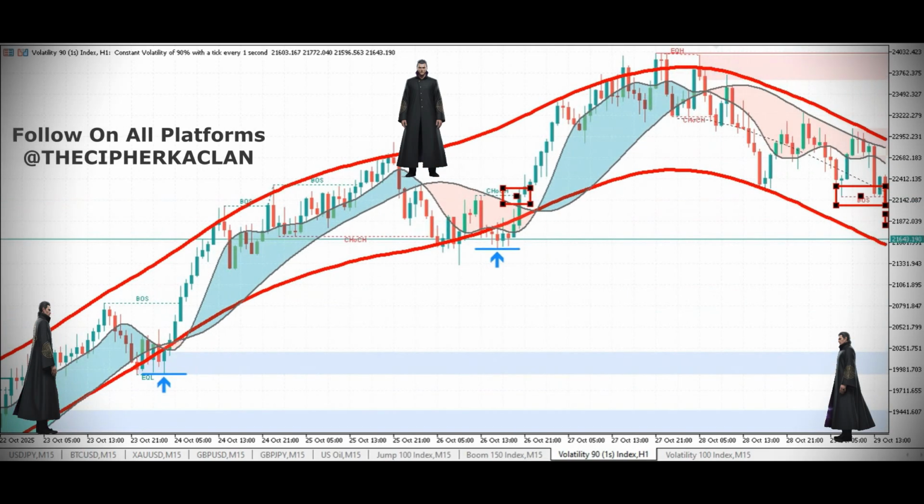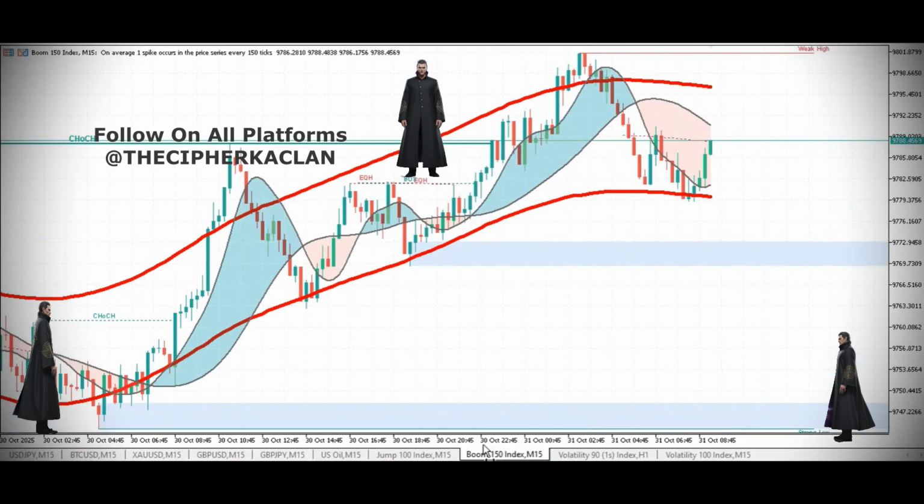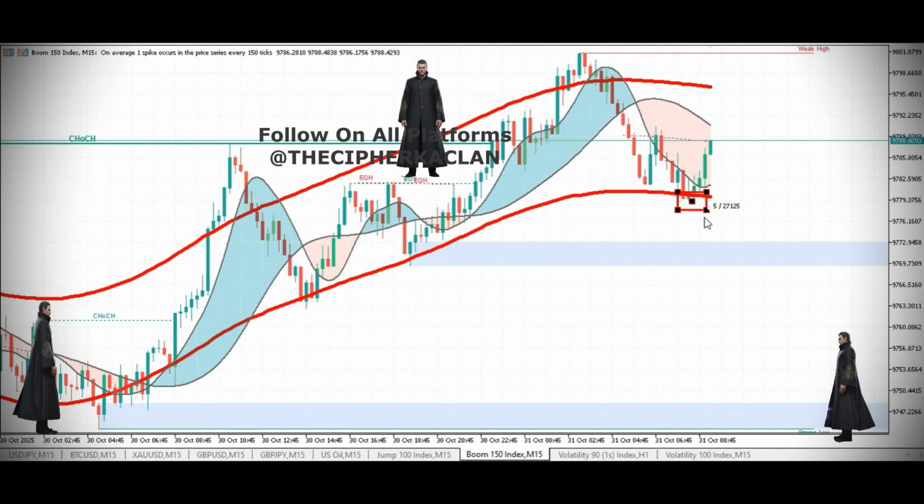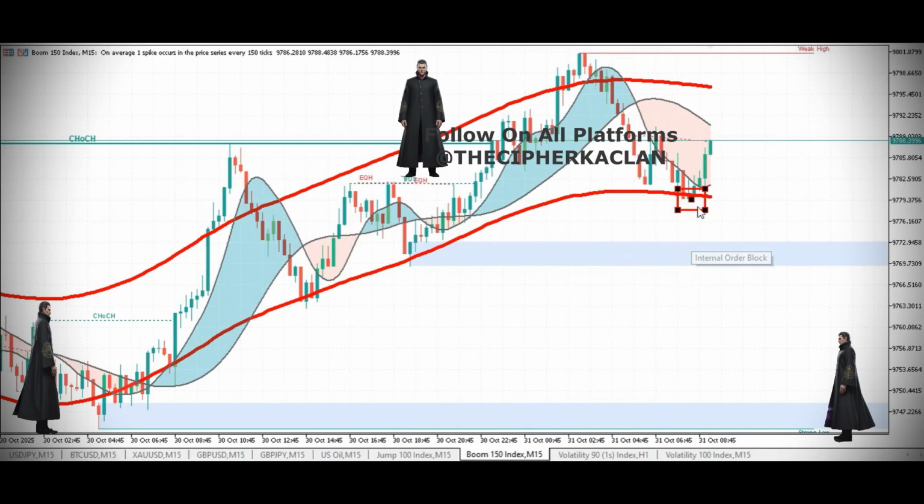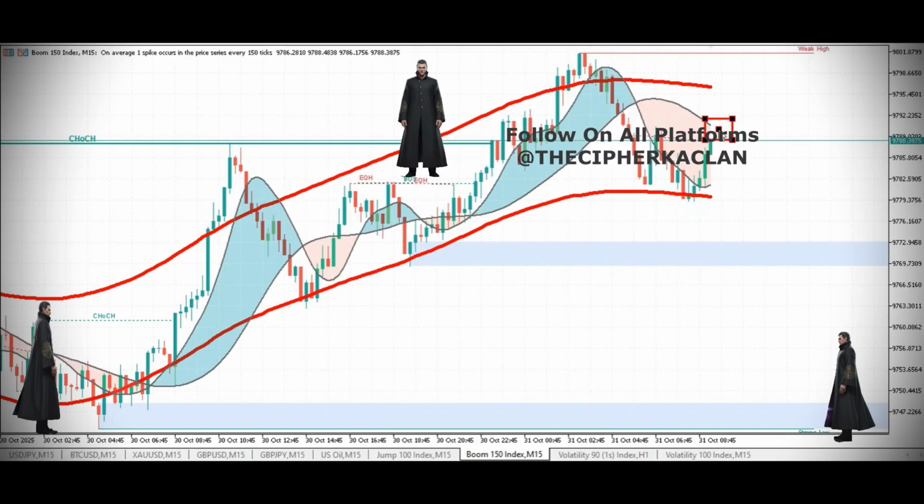So it works on every market. This is boom and crash. This right here is boom and crash, you see. So price came down. This is boom 150. On the 15-minute, price came down here, and it's pushing up. Immediately as it breaks through this cloud, we are entering.